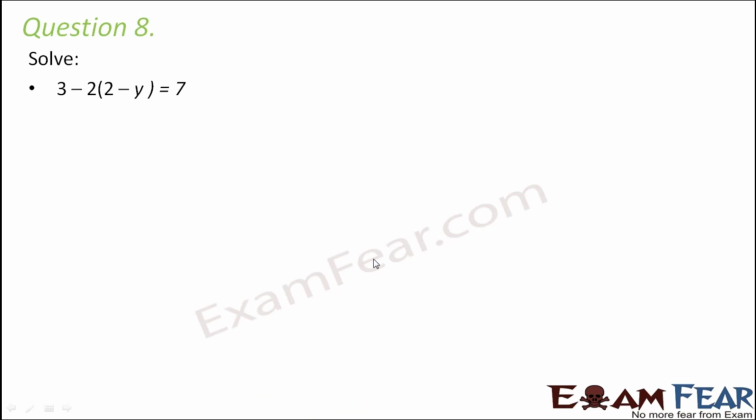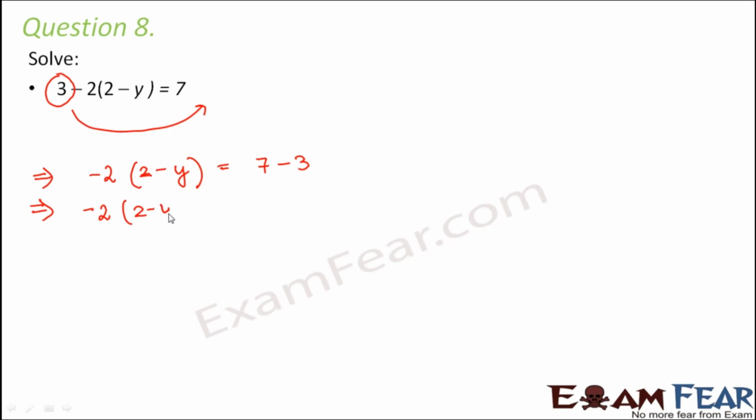Question number 8. 3 minus 2 into (2 minus y) is equal to 7. So in this case, which is the term that you will shift first? That is nothing but this 3. So let us first move 3 to the right hand side. So what will happen? It will become minus 2 into (2 minus y) is equal to 7 minus 3. So this is nothing but minus 2 into (2 minus y) is equal to 4.